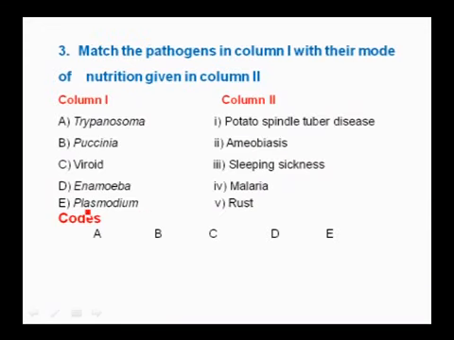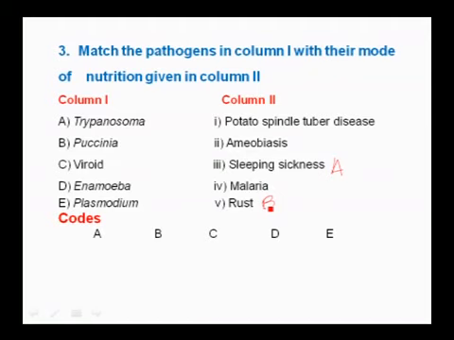Match the pathogens in column 1 with their mode of nutrition given in column 2. Let us just go through the questions. Let us just go through the options. In column 1, you can see there are some pathogens given, and pathogens are nothing but disease causing organisms. So if you try to observe, Trypanosoma is actually a flagellated protozoan. This is a notorious organism, known for a bad reason. It causes a disease called sleeping sickness. Puccinia is a parasitic fungus. This parasitic fungus causes the disease rust.